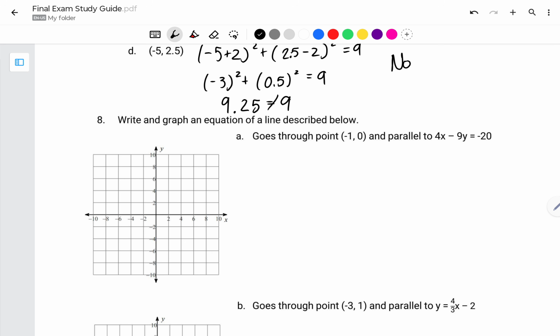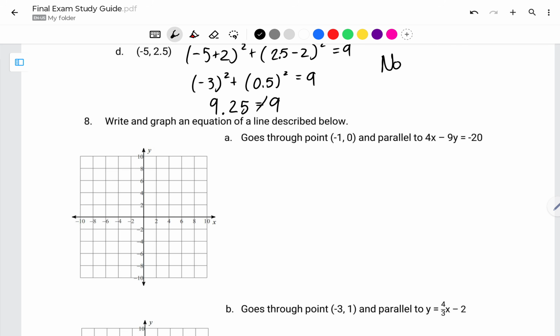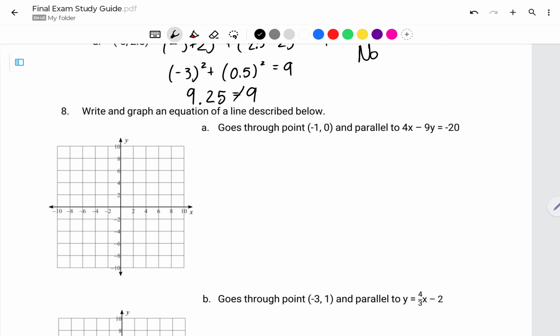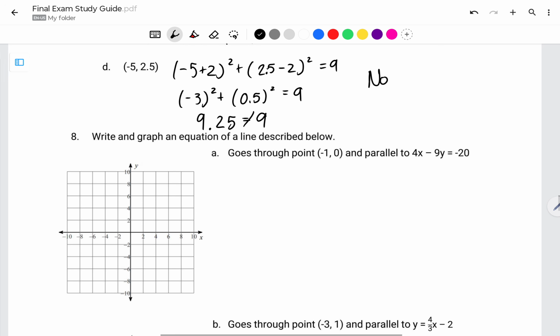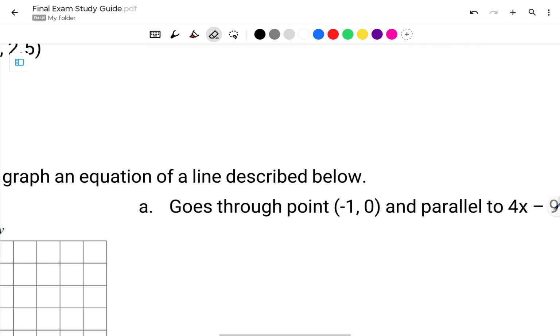We want to write an equation of a line that goes through the point (0, -1) and is parallel to 4x minus 9y equals -20. There were 3 equations of a line that were given to us. All right, I'm going to erase this. I need some space here. I already did the problem with you anyways.